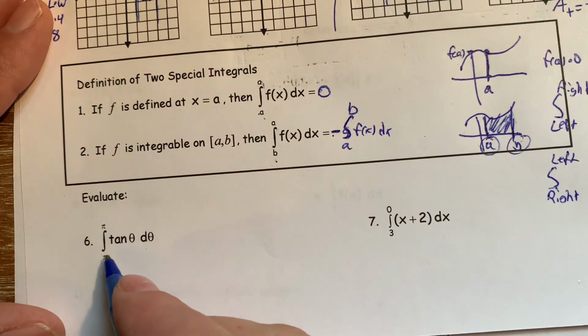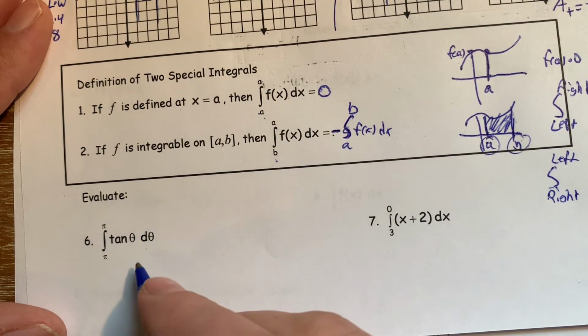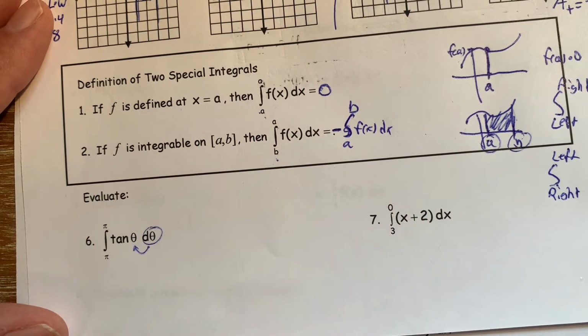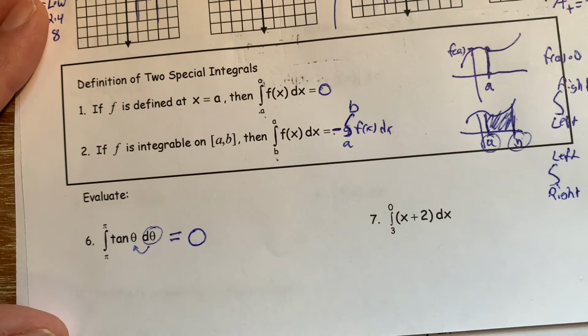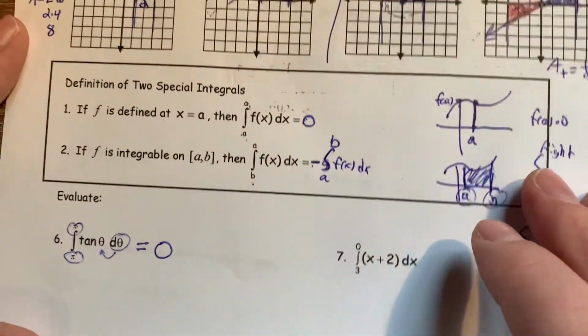What is the integral from pi to pi of tangent of theta d theta? Again, this d theta is always going to go with the variable, and you don't need to worry too much about it. This integral, hopefully we found, is 0 because the limits of the integral are the same, so there's not going to be any area. Okay, how about this next one?